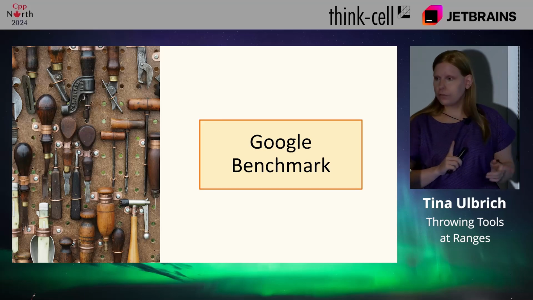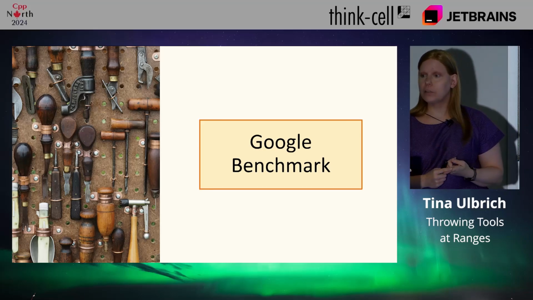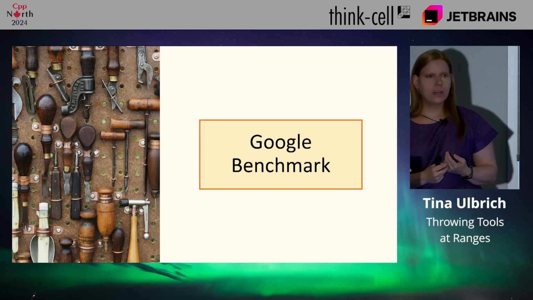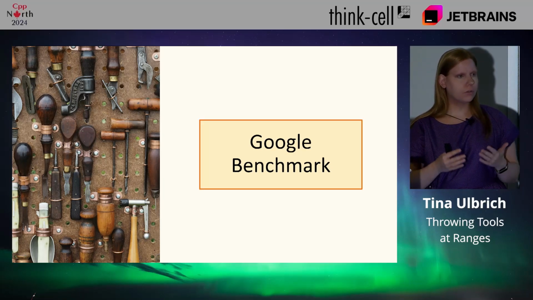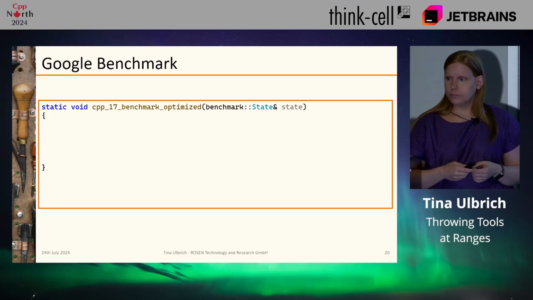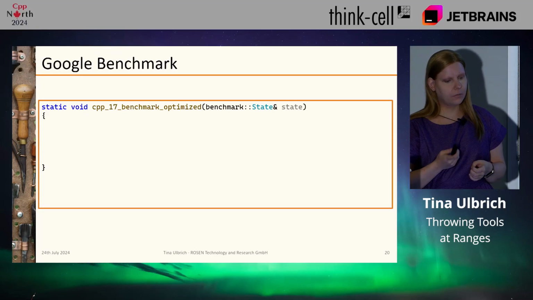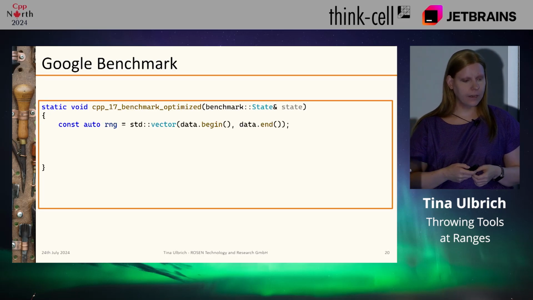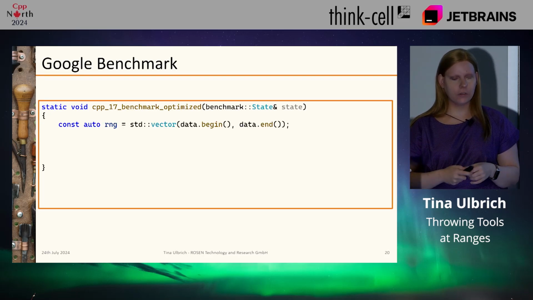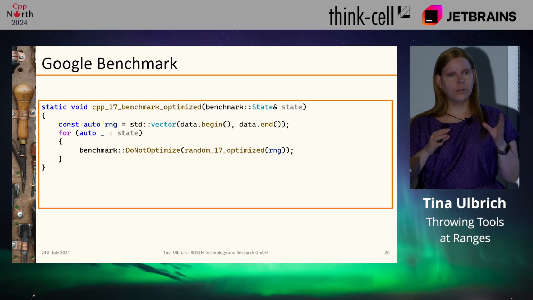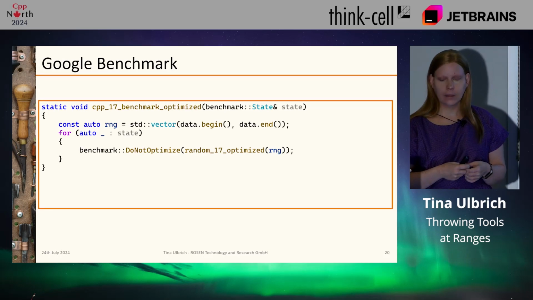So now the first tool that I use is Google Benchmark. And I really like Google Benchmark because it's platform independent. It's super easy to set up, and you can benchmark all your different versions of the code at once. To set this up, you write a static void function that gets a benchmark state as input. Then you do all your setup that you don't want to be benchmarked. Then you have a loop over the state. Then you do all the stuff you want to have benchmarked.